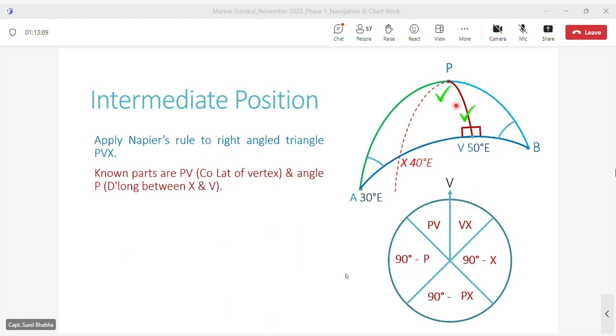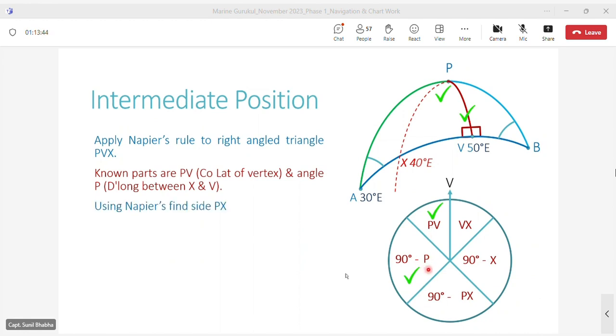And the second part which is known to us is angle P of this triangle. Angle P is the D long, difference of longitude between the vertex and position X. You can see this is the angle at the pole contained between the meridian of vertex and the meridian of X. So we have the longitude of vertex, we have the longitude of the unknown position 40 degrees east, vertex is 50 degrees east, so we know what is the D long. So these two parts are known. Let's mark them in the cartwheel. Papa Victor is known and 90 minus P is known.